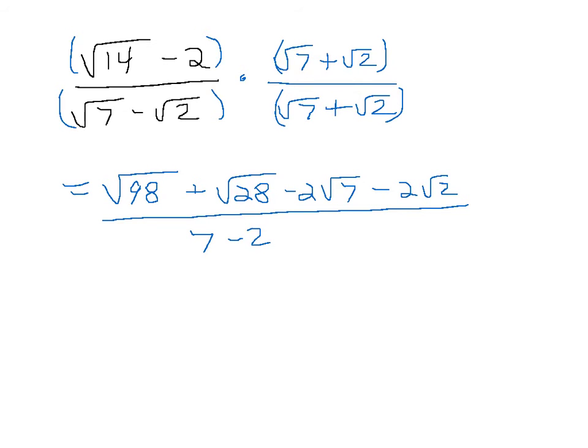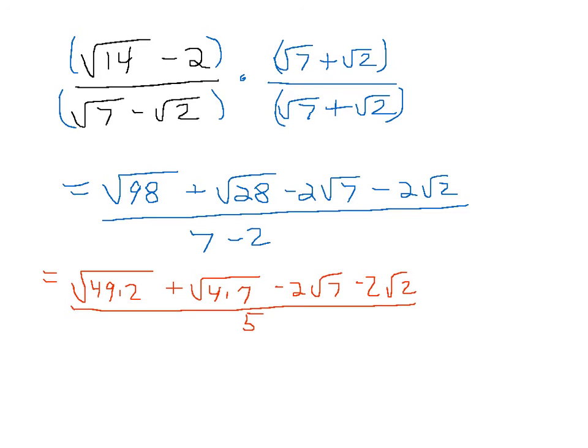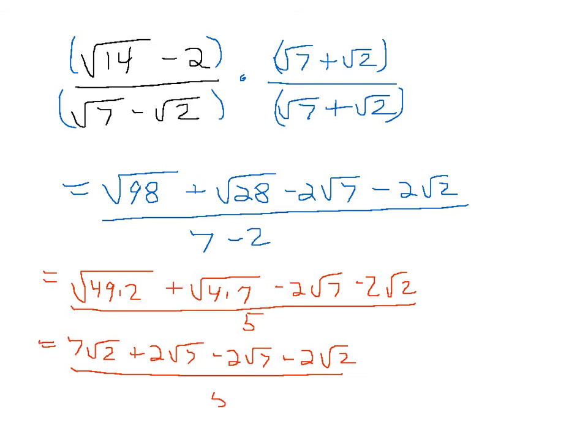So this is what it should look like, and obviously we're not done, because the square root of 98 can be simplified, the square root of 28 can be simplified, and 7 minus 2 is 5. So once again, I'll try to do some work, and you try to do some work, and let's see if we can meet. Alright? Okay, we good? Sort of running out of room here, so I got to be a little bit more careful. But now I'll take these roots, and what I get is 7 square root of 2 plus 2 square root of 7 minus 2 square root of 7 minus 2 square root of 2 all over 5.